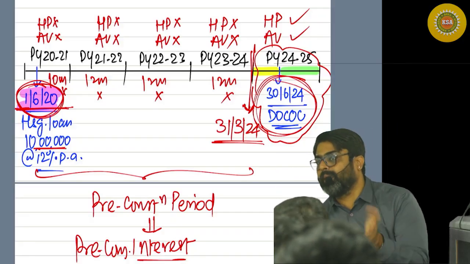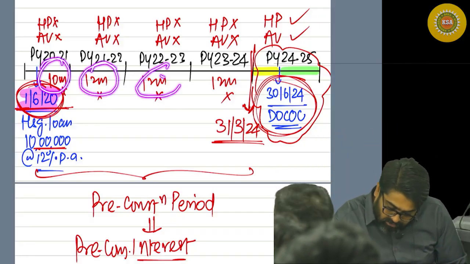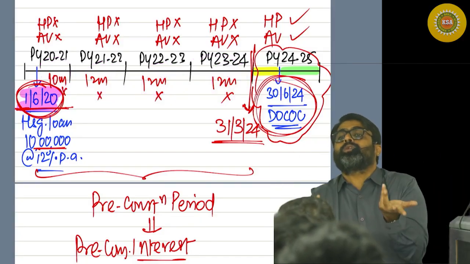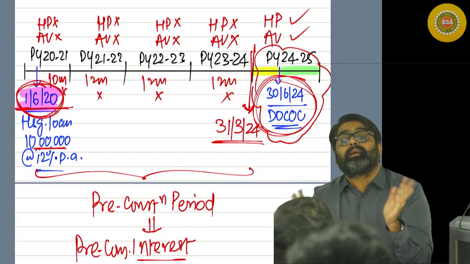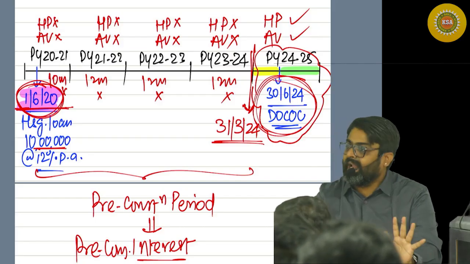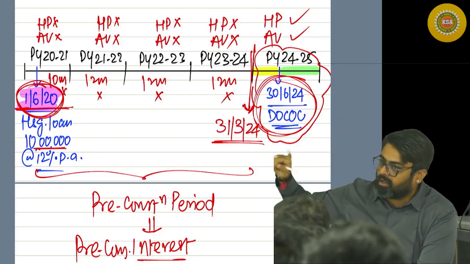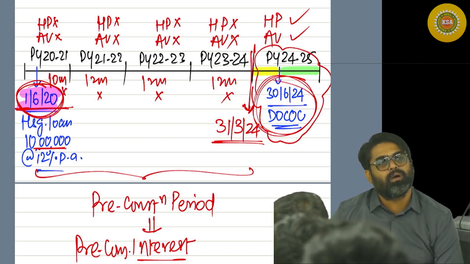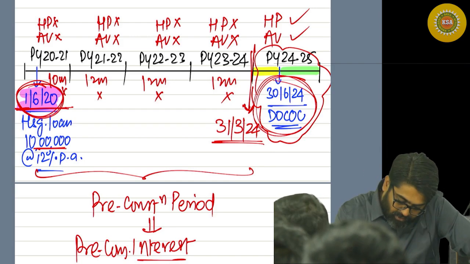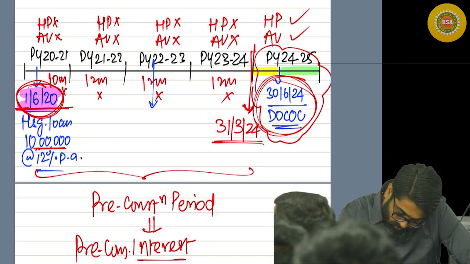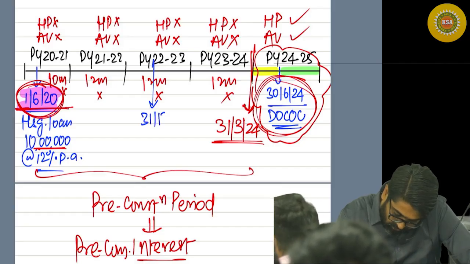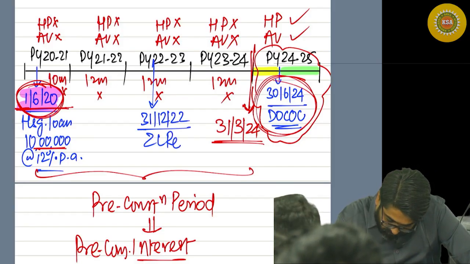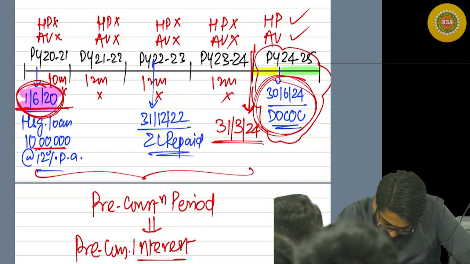No repayment, meaning that for this 10 months, 12 months, 12 months and 12 months, for this entire period, how much loan was outstanding? 10 lakhs. On that 10 lakh, you might have given interest for 10 months, 12 months, 12 months and 12 months. Yes or no? Let's take this example that on 31st December 2022, 2 lakh repaid.